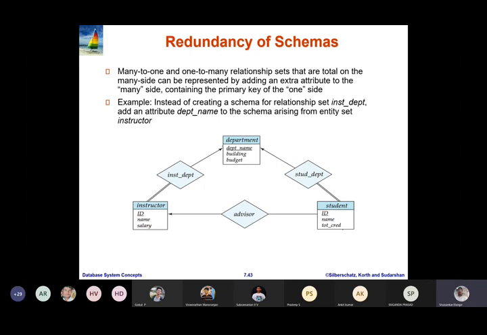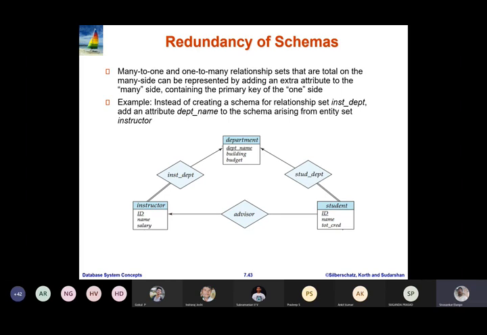Many to one and one to many sets that are total on the many side can be represented by adding an extra attribute to the many side containing the primary key of the one side. For example, there exists a many to one relationship between the instructor and the department. You have many instructors, you have one department. Similarly, you have many students and you have one department. So there exists a many to one relationship between the participating entities, and there is a total participation in the many side. This can be represented by adding an extra attribute to the many side containing the primary key of the one side.